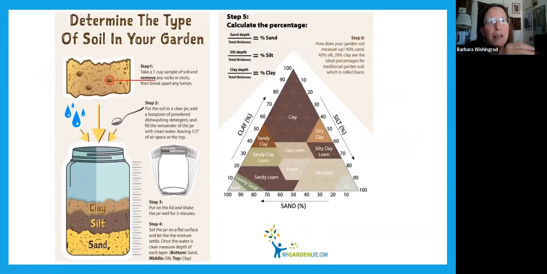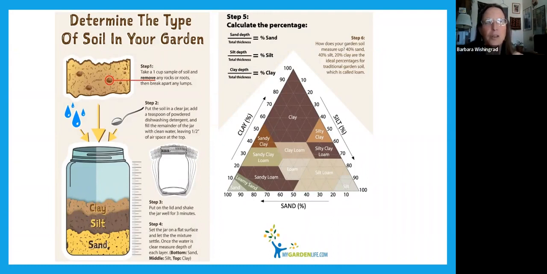So there is a jar test, and in this jar test, we're going to leave you this PowerPoint so that you can review it. But basically, you put the soil in the clear jar. I do not put in a tablespoon of powdered dishwashing detergent. I'm not sure why you do. But anyway, you shake it and you wait, and it will separate into sand, silt, and clay. Because sand has the biggest particles, silt has medium particles, and clay has the smallest particles. And that's why they settle like that. And you're able to see how much of each of those you have in your soil.